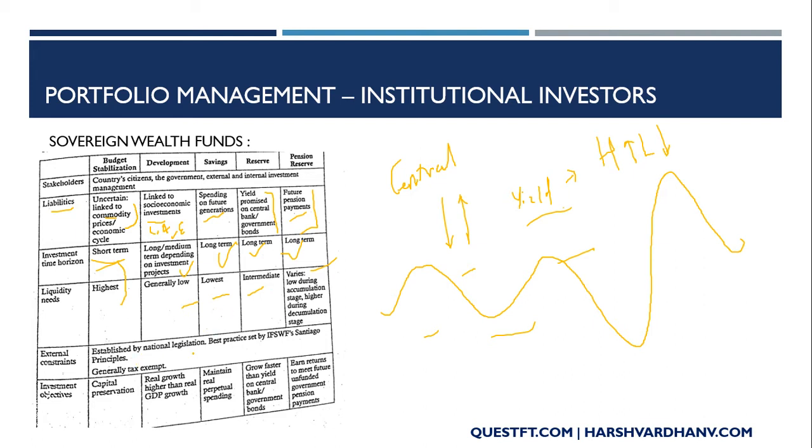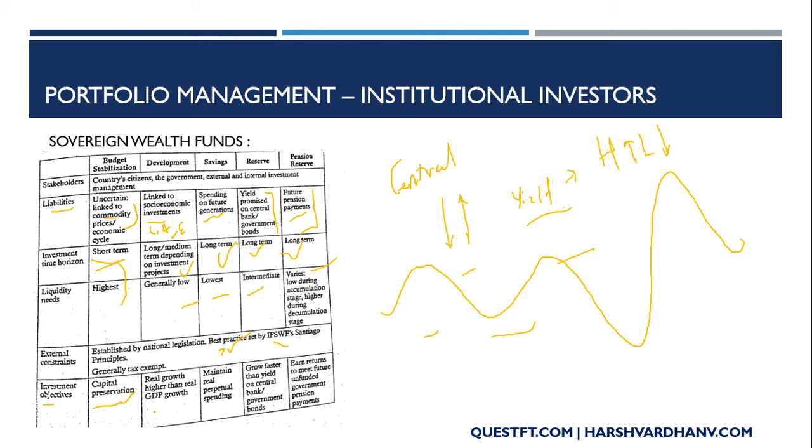External constraints. This is again not relevant so much for the exam as such. They are generally tax beneficial accounts, funds. Investment objectives is important. Budget stabilization is basically capital preservation. Again, I told you that it is linked to the commodity prices. Commodity can be very volatile, so it's important to preserve the capital.